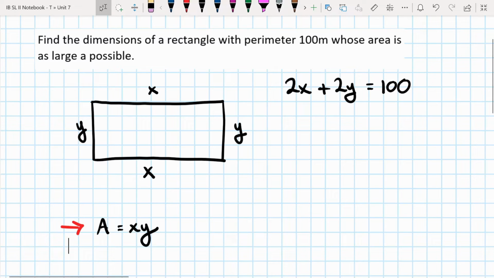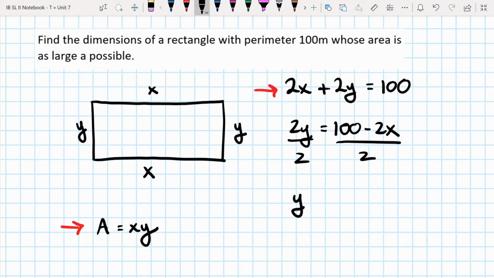So we're going to use this equation to write the second equation as one variable. To do that, let's solve this first equation up here at the top for y. So let's subtract 2x on both sides. To solve for y, we then divide by 2. So y is equal to 50 minus x. Now what we're going to do is plug this in for y.